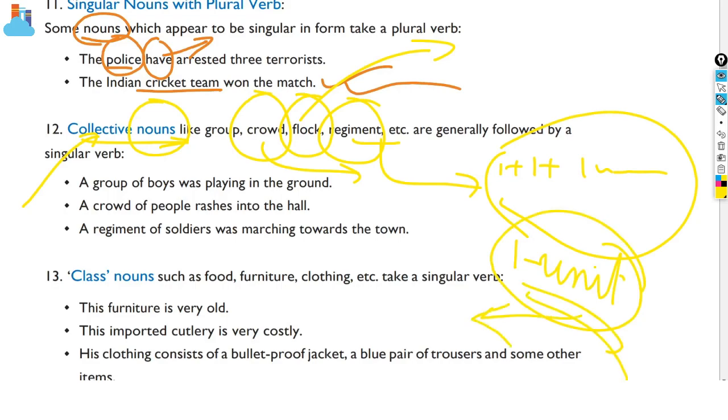Concept is singular, and therefore it takes the singular verb. It is followed by a singular verb. Therefore you see, a group of boys. Look, boys means plural, but when a group word comes and a cluster concept of a single entity, a single unit, is implied, then it will be singular.